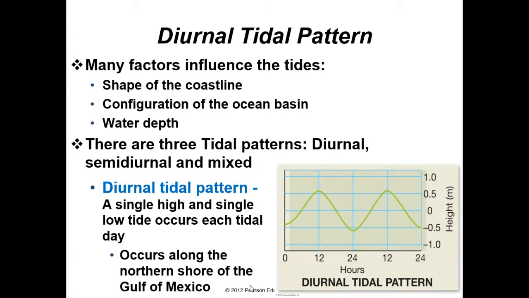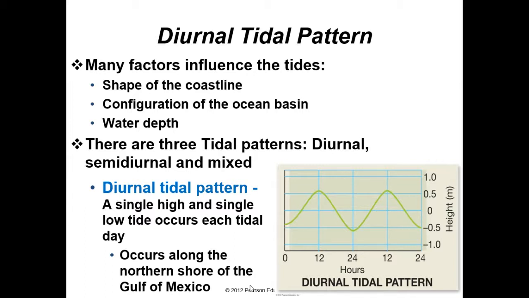Okay, so tides themselves. In addition to the gravitational attraction issue, tides are also affected by many other variables, such as the shape of the coastline and the topography of the local beach environment. So those also play a role; it's not just gravitational attraction. But anyway, there are three different tidal patterns: diurnal, semi-diurnal, and mixed.